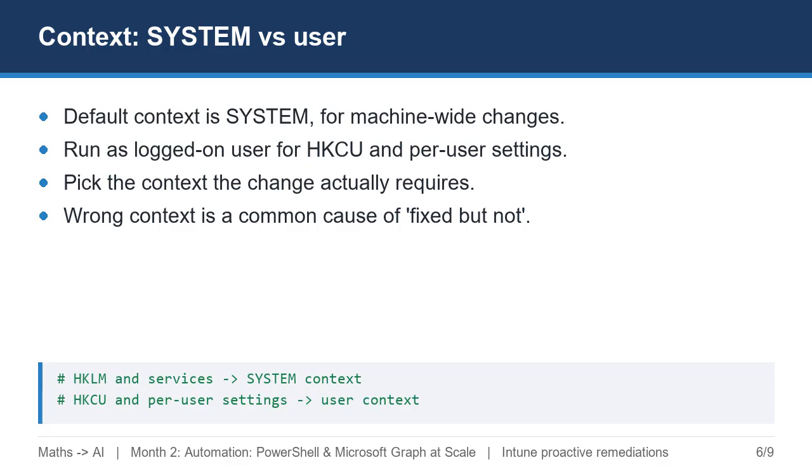Two settings change how your scripts behave, and the first is context. By default, a remediation runs as the local system account, which is right for machine-wide changes like services and the HKLM hive. But if you need to touch a per-user setting or the HKCU hive, you must choose to run it in the logged-on user context. Picking the wrong context is a classic cause of a remediation that reports success but does not actually fix what the user sees. Match the context to the change.